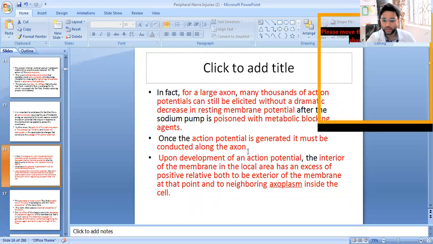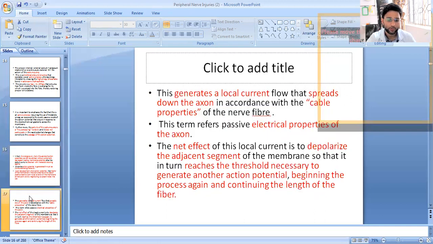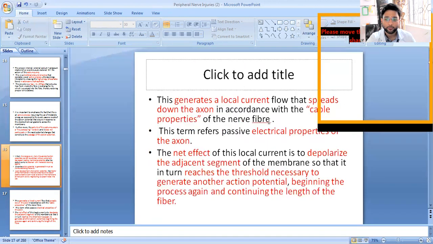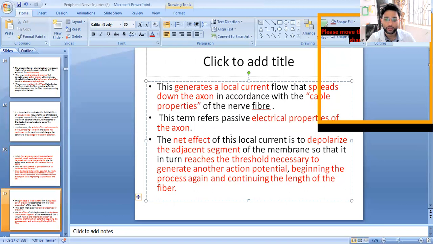Once the action potential is generated, it must be conducted along the axon. Upon development of an action potential, the interior of the membrane in the local area has an excess of positive charge relative both to the exterior of the membrane at that point and to neighboring axoplasm inside the cell. This generates a local current flow that spreads down the axon according to the cable properties of the nerve fiber. This term refers to the passive electrical properties of the axon.